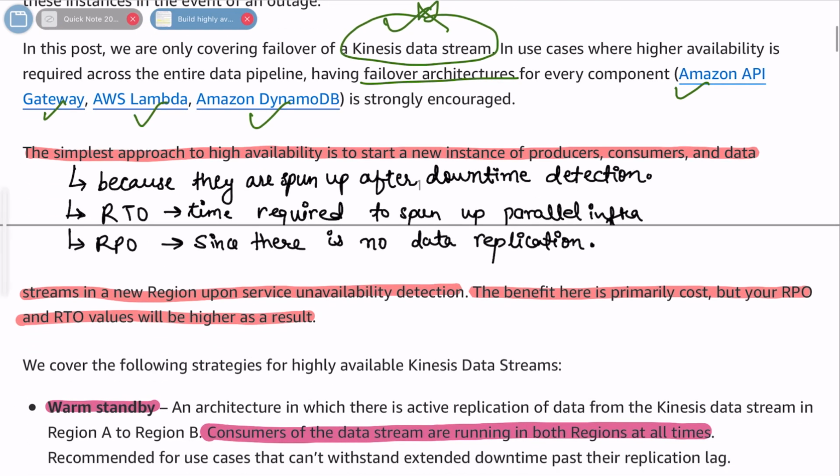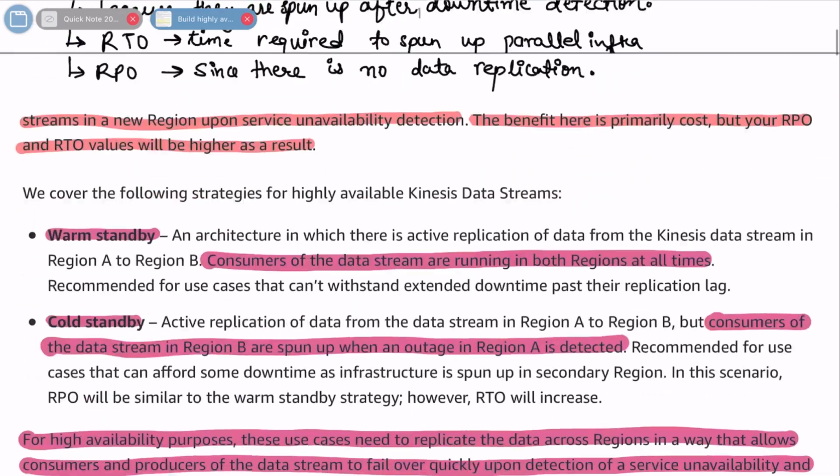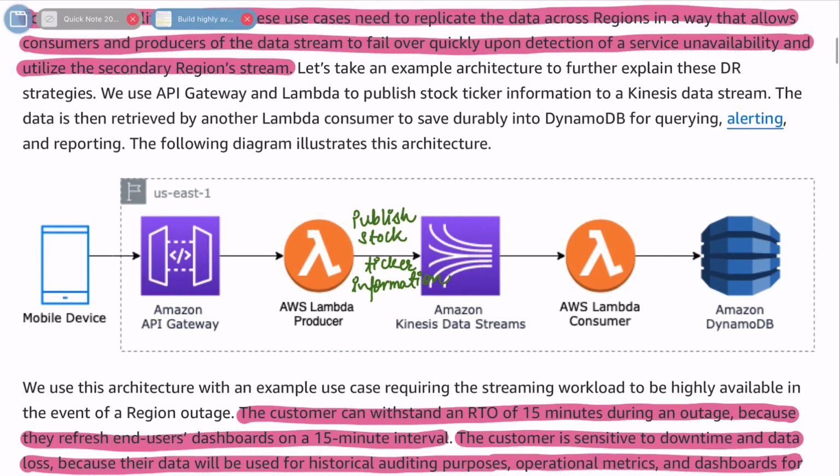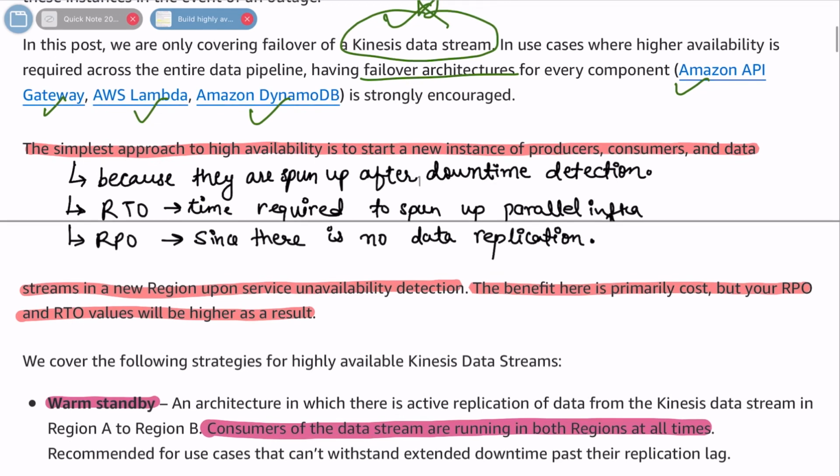So the simplest approach for high availability is to start a new instance of producers, consumers, and data. Okay. If we quickly go through the diagram first, let's take the example of how you want to do it. So this is your mobile device, and this mobile device publishes stock ticker information. Now this is consumed by AWS Lambda producer. This is then consumed by Kinesis Data Stream, and there can be multiple consumers, and finally it is stored in Amazon DynamoDB for any further analysis. Okay, so this is the architecture we are looking at.